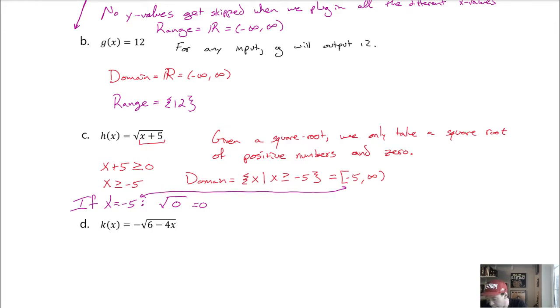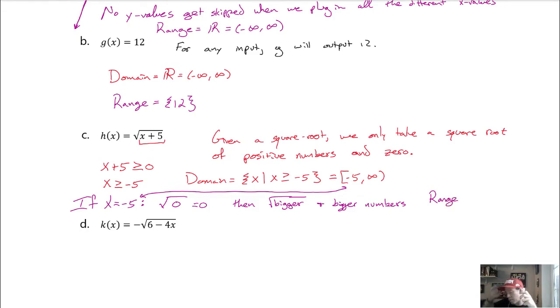As we plug those in and take the square root of them, we're taking then the square root of bigger and bigger numbers. So as we take the square root of bigger and bigger numbers, the outputs become bigger and bigger. So the smallest output we get for this square root is 0, and then they just keep growing after that.